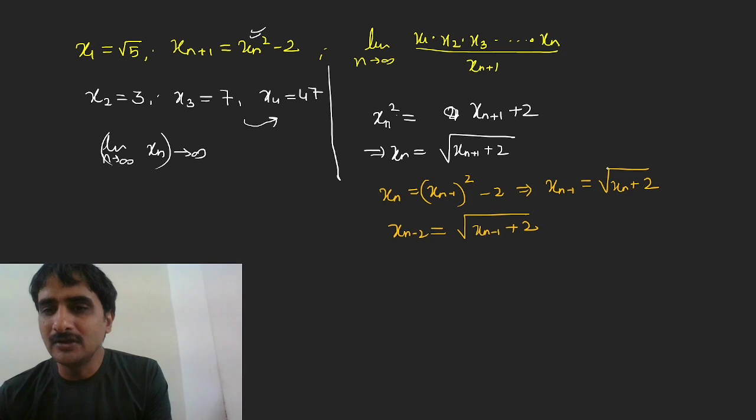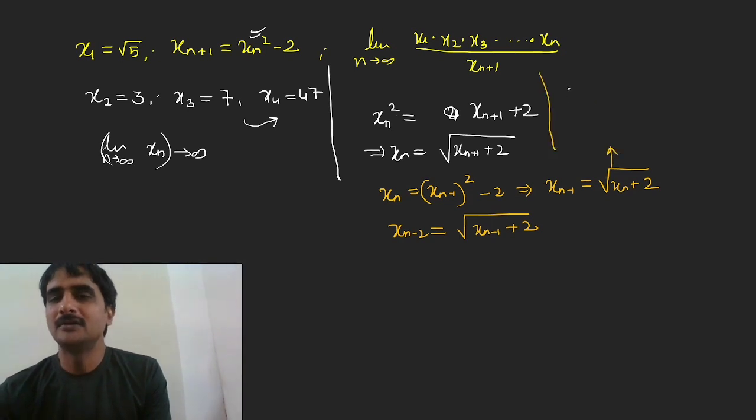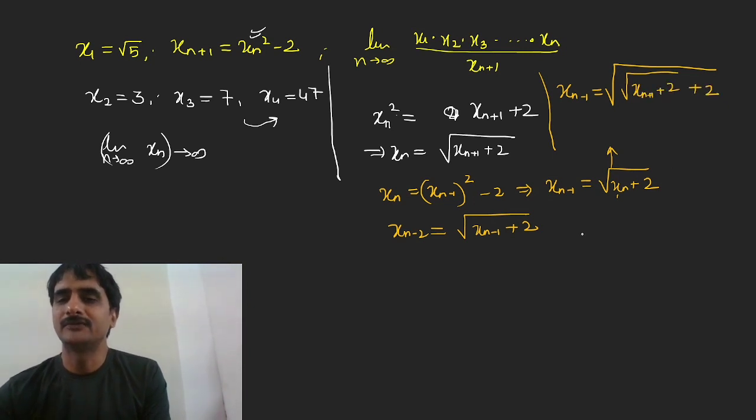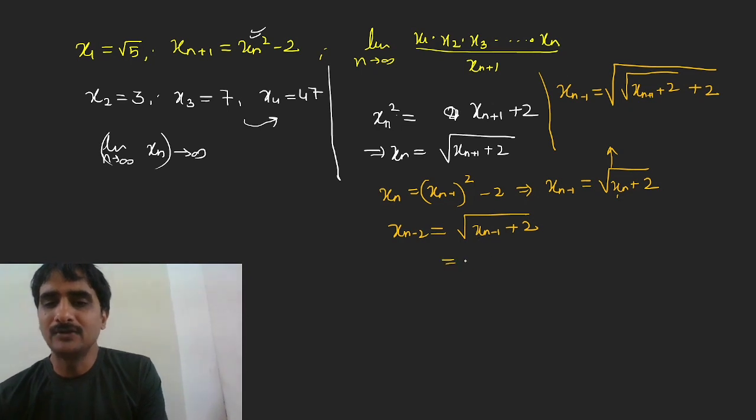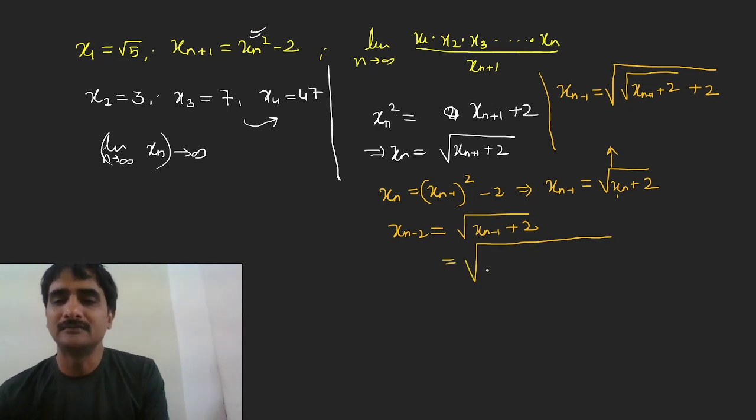Now if I put the value here, xn is root of xn plus 1 plus 2 plus 2. Similarly, if I put the value here, you will have three roots there, isn't that so? So xn plus 1 is root of xn plus 2, and xn is root of xn plus 1 plus 2 plus 2 and plus 2. Now let's put these values in the limits.